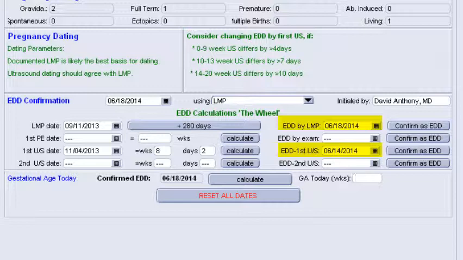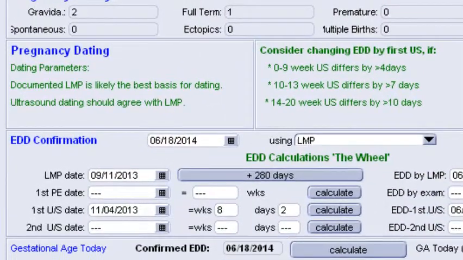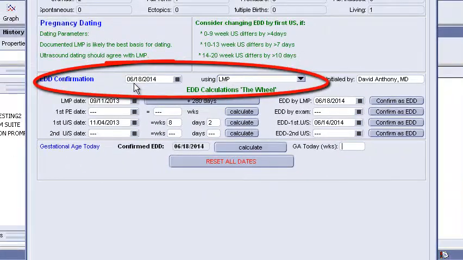that gives an EDD of 6/14/2014. That raises the question, which of these two dates should we use for the EDD? If you're uncertain, printed up above in green are the guidelines for when to change someone's due date on the basis of the first ultrasound. In this particular case, we find that the ultrasound agrees with the LMP, so we go with the LMP as the due date. Someone has already confirmed that the EDD should be used as 6/18/2014.